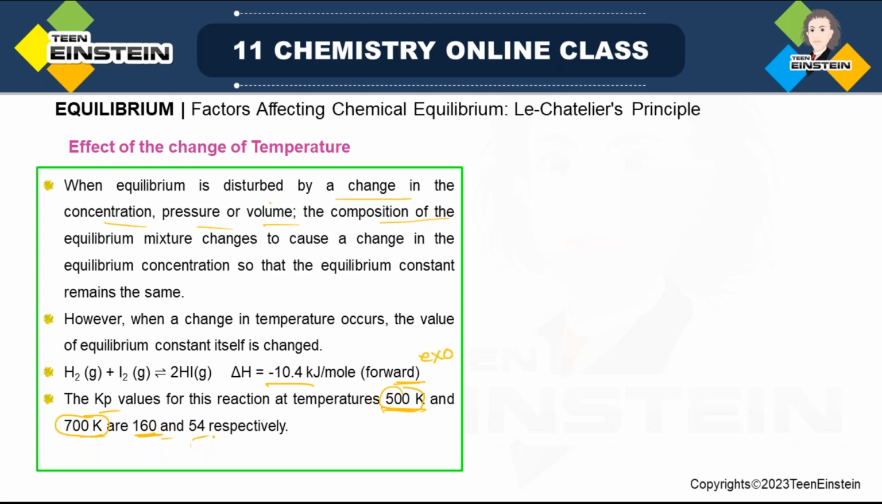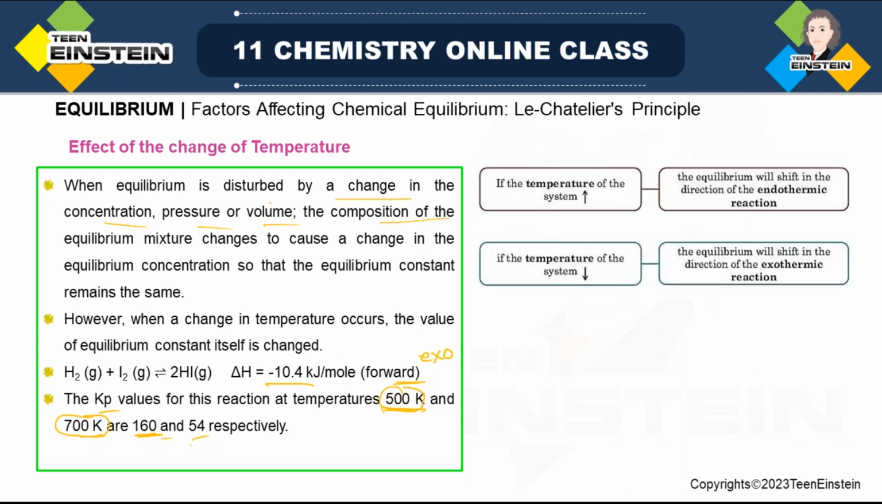So this is experimental data. From this, what conclusion can you draw? Just remember the Van't Hoff equation. When it is an exothermic reaction and you are increasing temperature, obviously the value of Kp will decrease, right? So here is this pictorial representation. If the temperature of the system is increased, the equilibrium will shift in the direction of the endothermic reaction. And if the temperature of the system is decreased, the equilibrium will shift in the direction of the exothermic reaction.